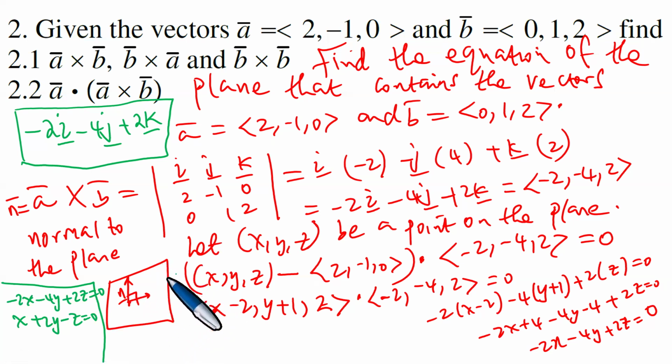So this becomes the answer. What is the equation of the plane? It is exactly this one. So the equation of the plane is x plus 2y minus z equals 0. This becomes the equation of the plane, the green one.